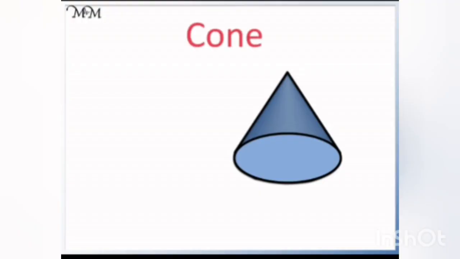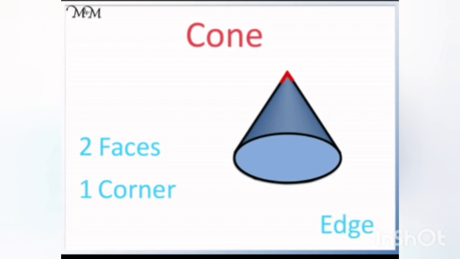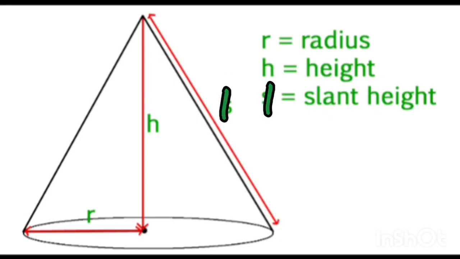Yes, here we have a cone. A cone has two faces. One is curved face and the another is plain face. Total two faces are there. One corner is there and one edge it has. We can see in the picture that green edge we have here in the cone. Here we are representing the height of the cone by h and the radius of the cone is represented by r. Slant height is represented by L.